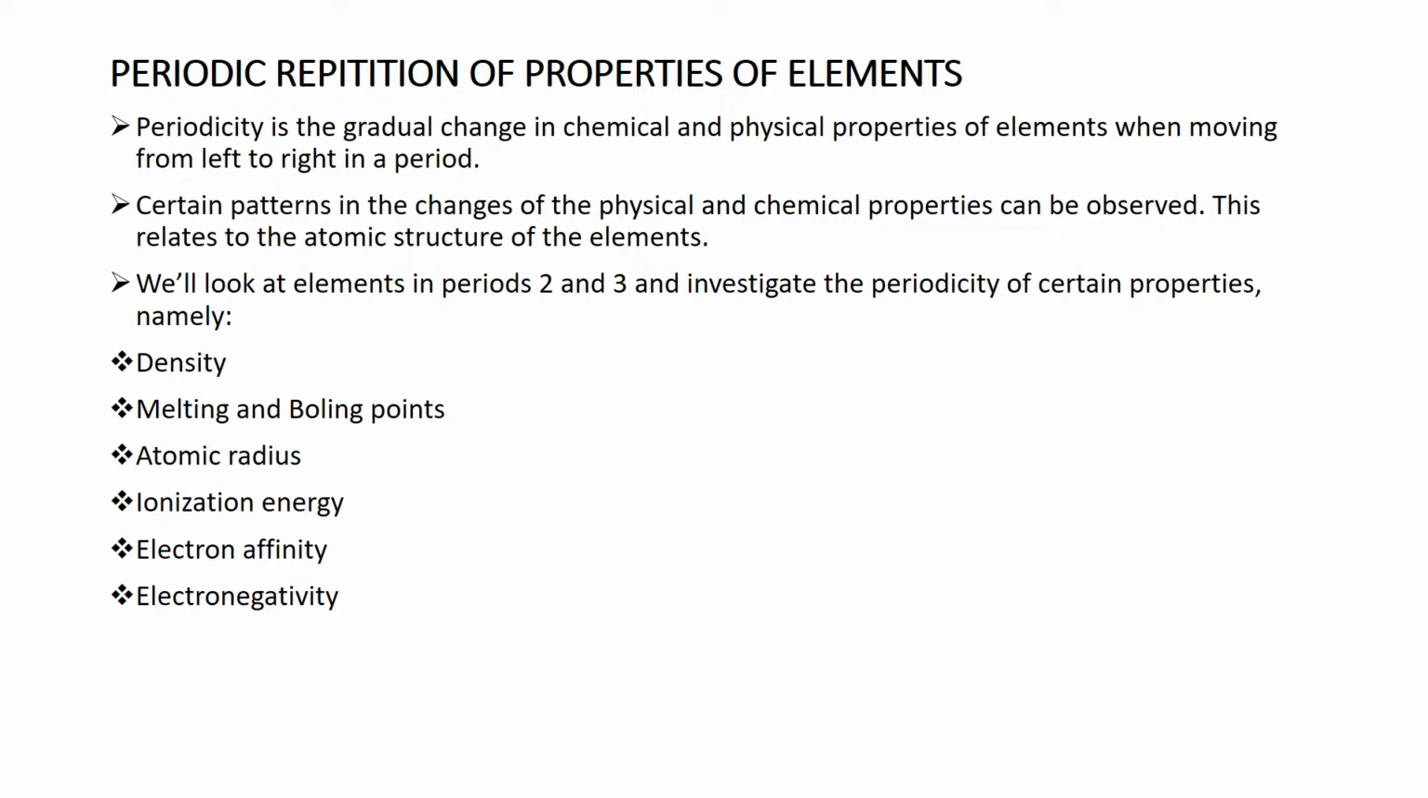Periodicity. What is periodicity? It is the gradual change in chemical and physical properties of elements when moving from left to right in a period. So we did say that as you move from left to right in a periodic table, you get changes in chemical and physical properties of the elements. Certain patterns in the changes of the physical and chemical properties can be observed. This relates to the atomic structure of the elements. We'll look at elements in period 2 and 3 and investigate the periodicity of certain properties. So we'll investigate density, melting and boiling points, atomic radius, ionization energy, electron affinity, and electronegativity.